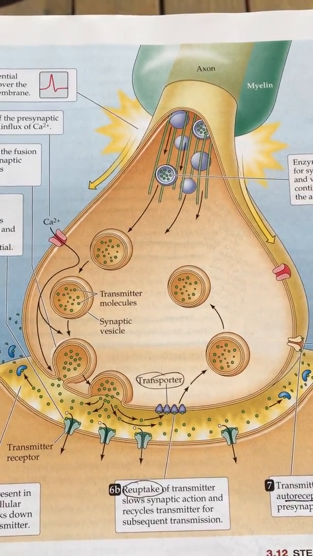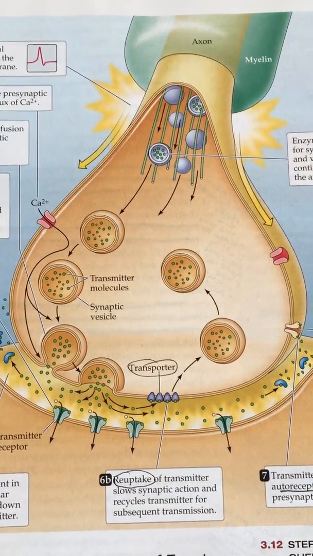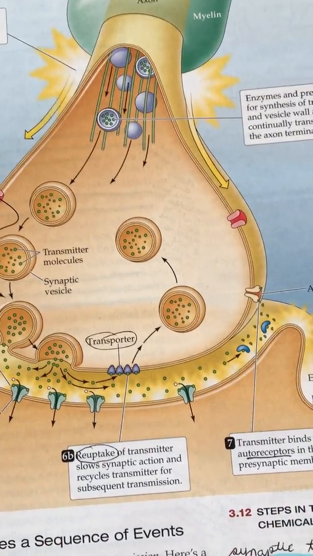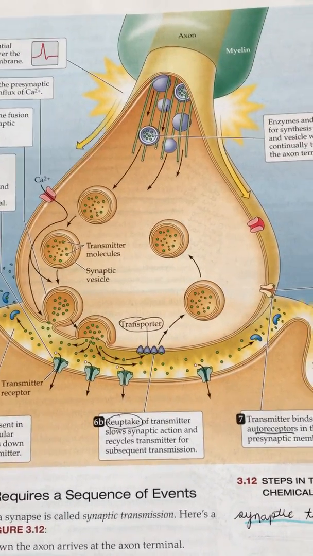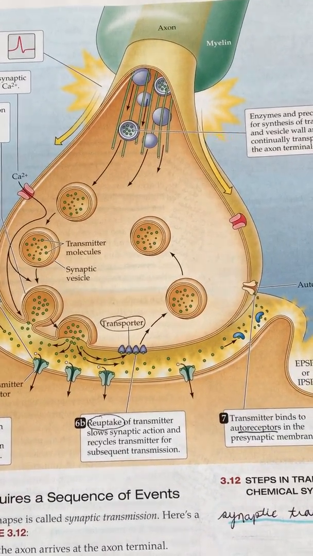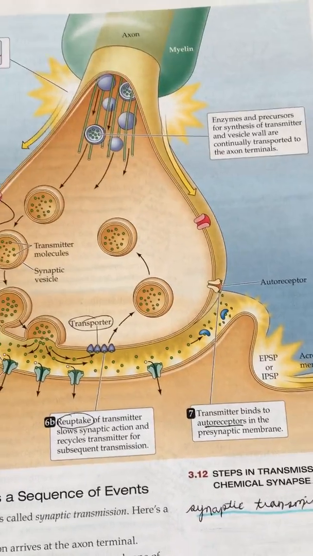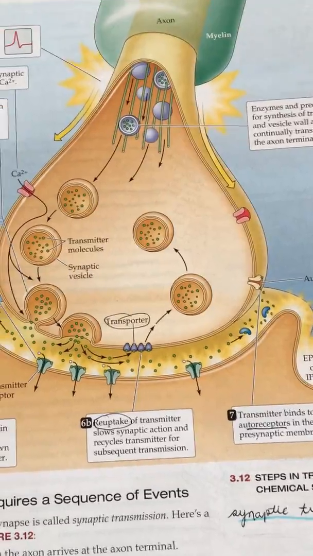This promotes exocytosis. Exocytosis is the fusion of vesicles with the presynaptic membrane. Transmitter molecules cross the cleft and bind to receptor molecules in the postsynaptic membrane, causing ion channels to open. Ion flow creates either EPSPs or IPSPs in the postsynaptic neuron. So this basically just means that synaptic transmission is the transfer of information across the synapse.